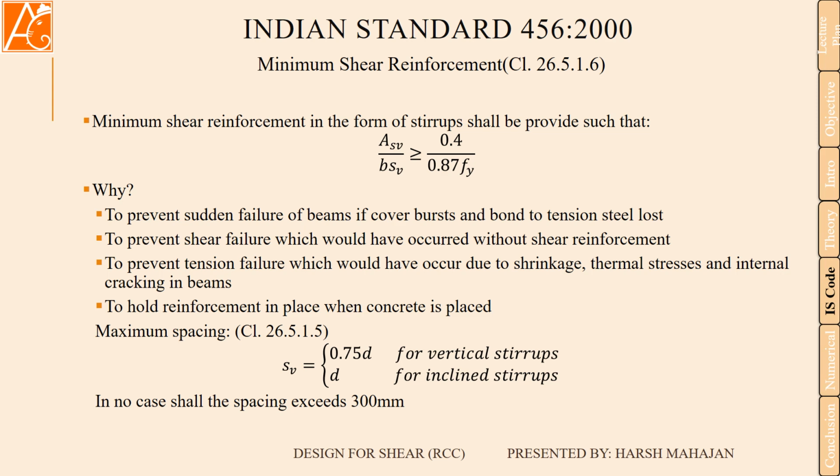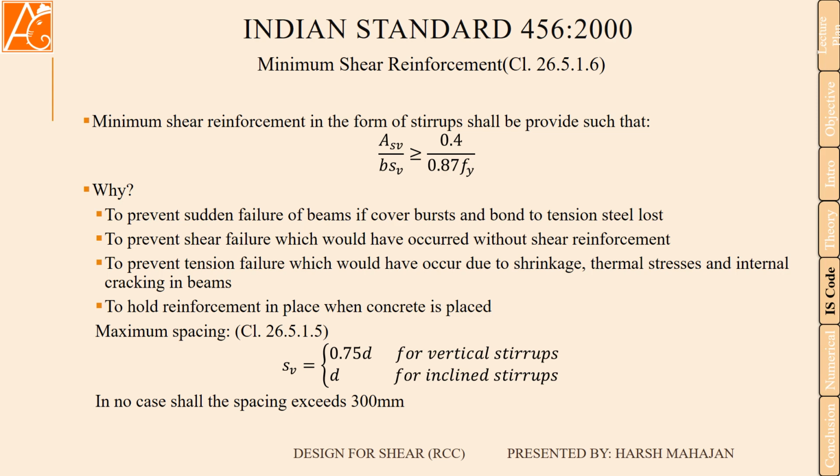Minimum shear reinforcement. Whatever we have seen is for the design. If your tau V is greater than tau C, it means your concrete itself is not going to take the shear stresses. That's why you have to provide shear reinforcement. But you have to provide minimum shear reinforcement in the beam.